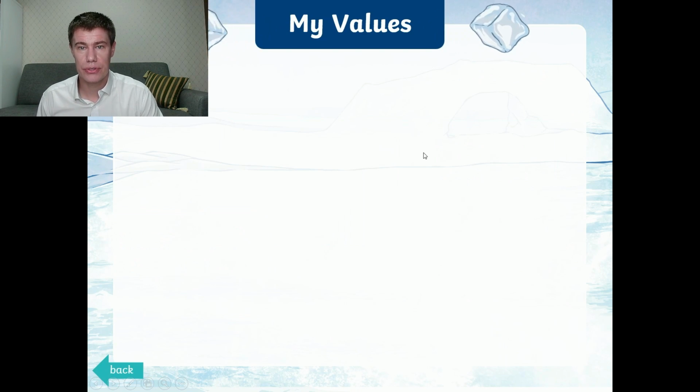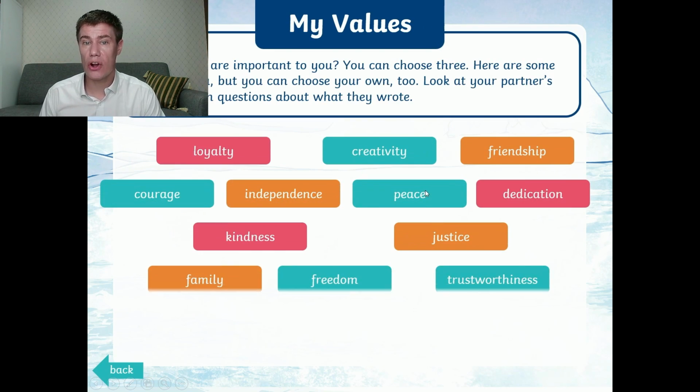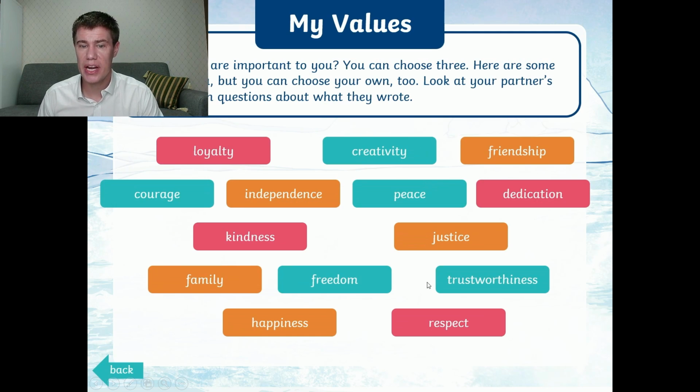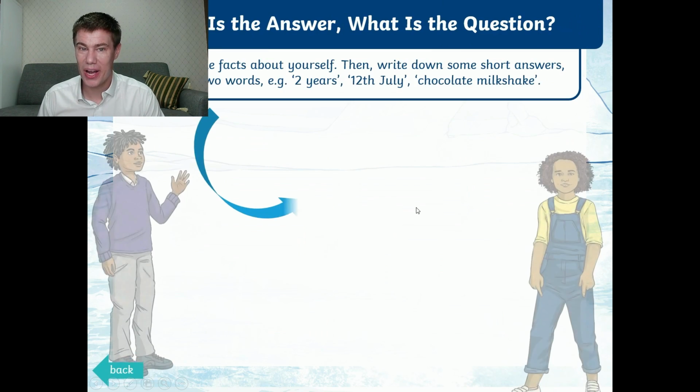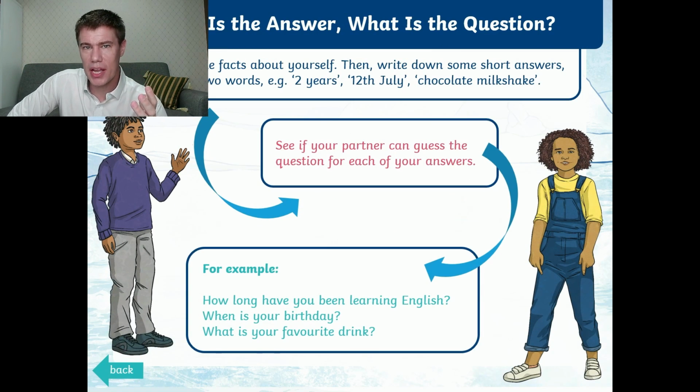My values. What values are important to you? You can choose 3. If this is the answer, what is the question? This is also something I sometimes do in my classes. I write down information about my life and who I am, my interests on the board, and then I ask the students to guess what the question is.